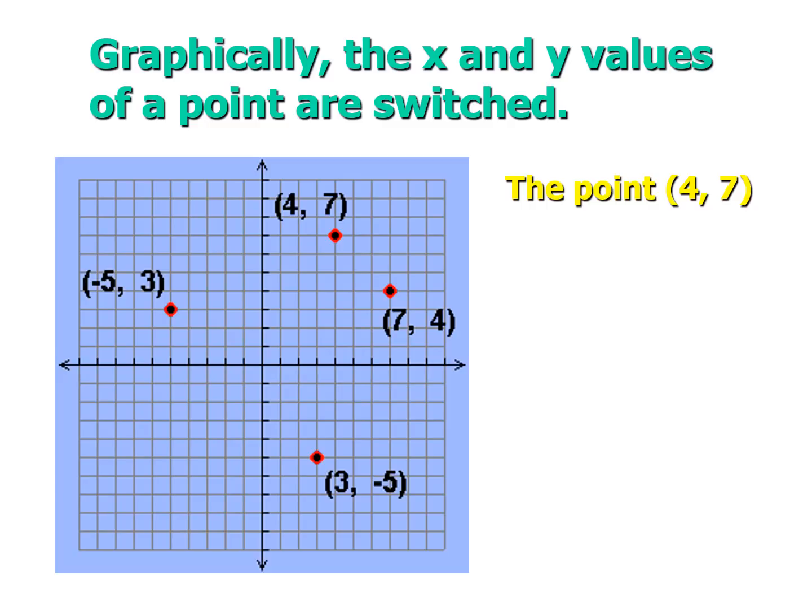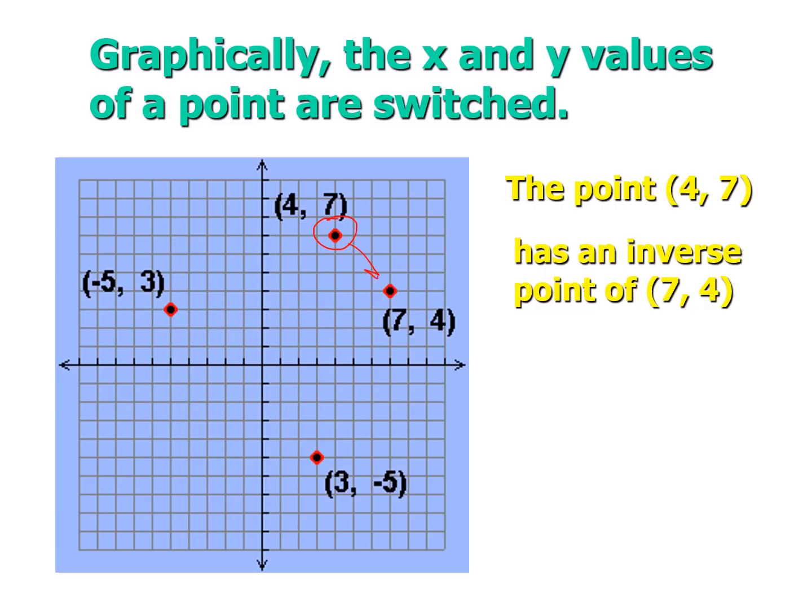Okay, so you do not need to write this down in your notes, just listen along with me. So we're going to talk about switching the y and x values and what that looks like graphically. So if I was given the point (4, 7), then the inverse point would be (7, 4). It would have the inverse of switching that x and y. So if I started at (4, 7), its inverse point would end up here. What if I started with the point (-5, 3)?